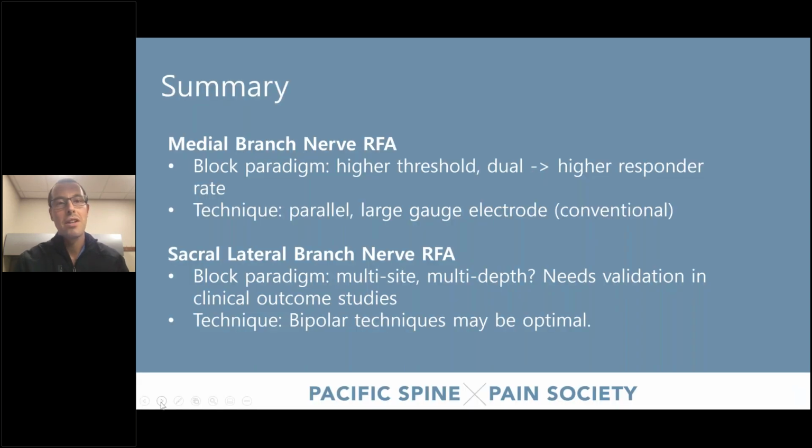So let's go to the next slide. This is just the summary. Again, the greater our thresholds for selecting patients, the higher our responder rates will be. But of course, we'll leave out some patients who are false negatives who may have responded to RF. But certainly, there's no disagreement that we need to do our best to capture the nerve as far as the technique goes. That's going to be performed with a parallel technique with conventional electrodes, large gauge electrodes, or multiple lesions.